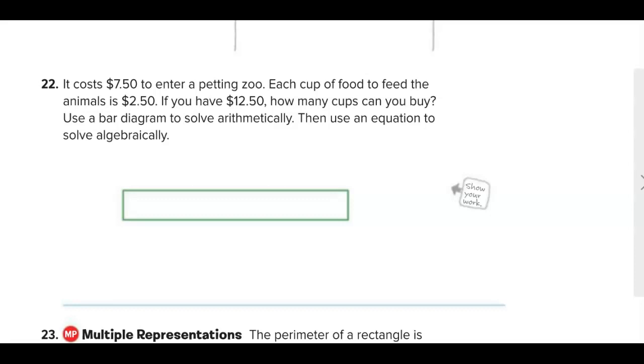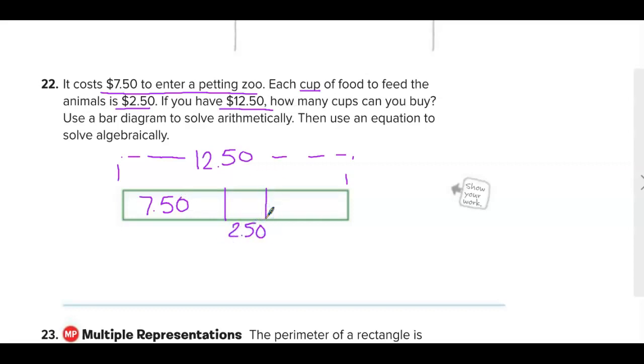All right, so things that we know is we know that it costs $7.50 to enter the petting zoo and $2.50 per cup, and then we have a total of $12.50. So my total of my bar diagram is the amount of money that I have. So I have $12.50, and that's what this whole thing represents. I know that I have to get into the petting zoo in order to feed the animals. So I'm going to have to pay a one-time fee of $7.50. But then I can buy cups of food to feed the animals for $2.50.